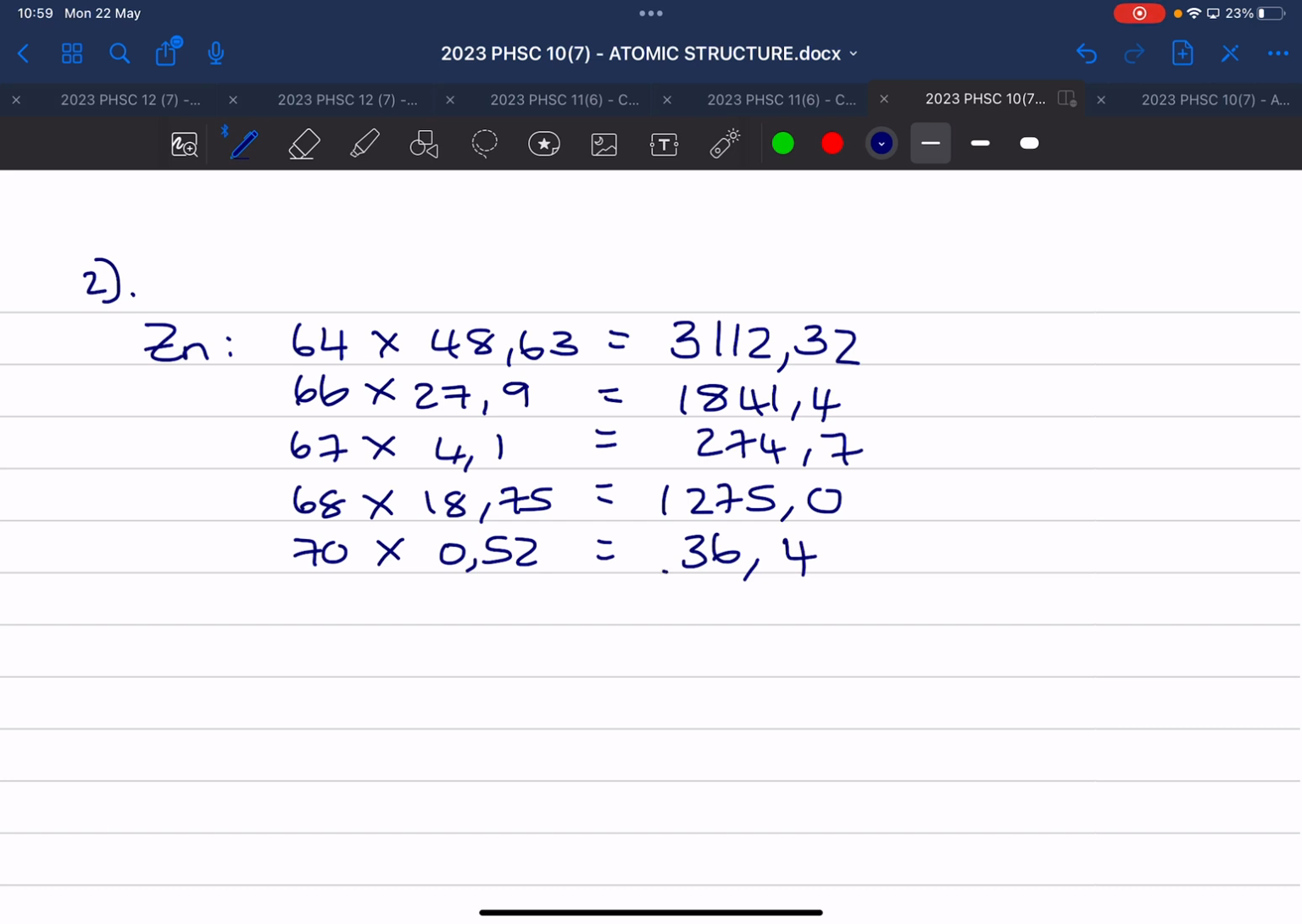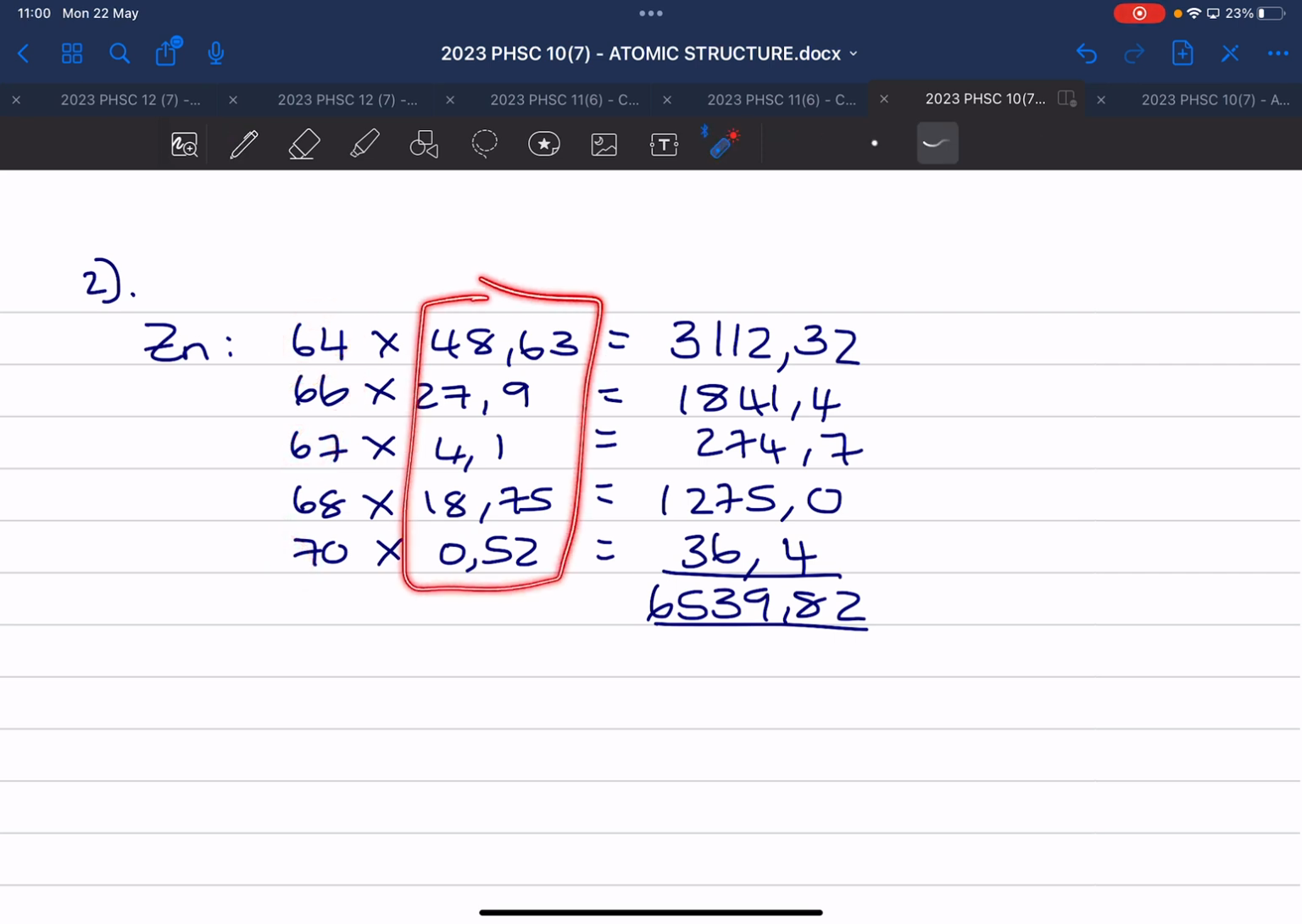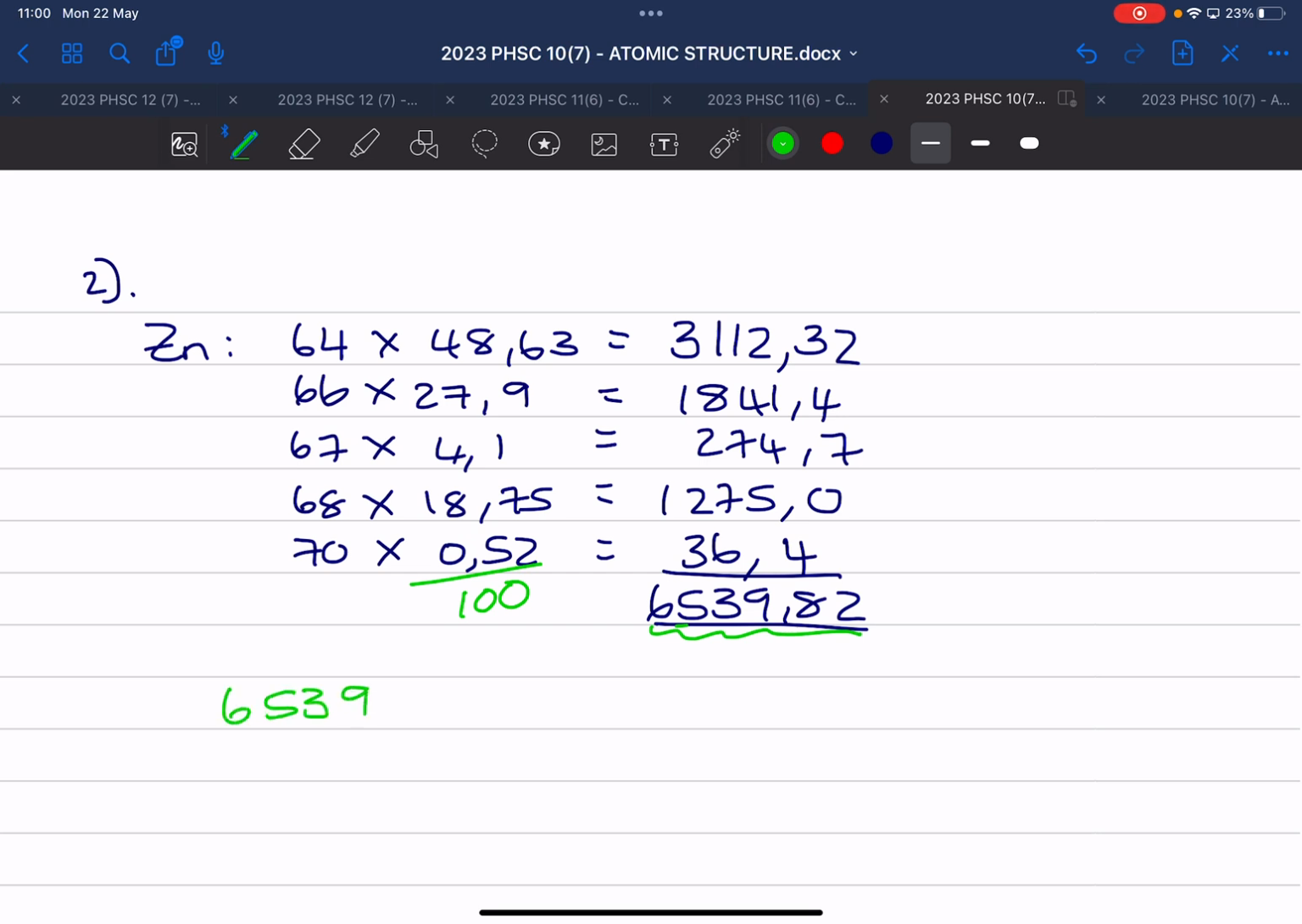36.4. All right. Then when you add all of them together, what do you get, Rita Vile? 6,539.82. Okay. So that is your total mass of all of the isotopes together. Now, if you add these percentages together, they should give you 100. So you're going to take your total mass and divide it by 100. So you're going to say 6539.82 divided by 100.